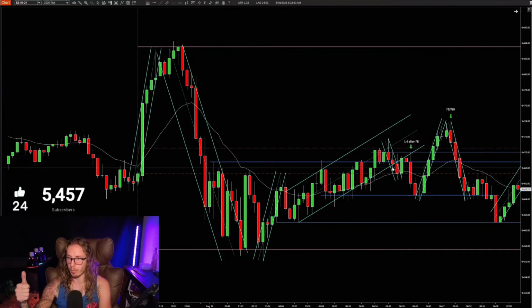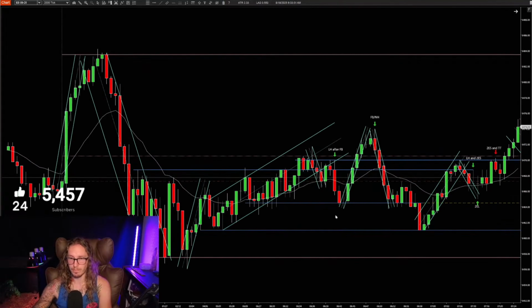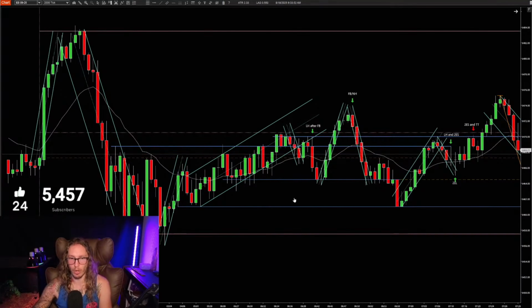So a range day, I'm looking for triple tests. I'm looking for failed breakouts. I'm looking for trades at the extremes. And then I'm also going to look at trades within trends that are within the range and also trades after the short-term trends have played out. So hopefully that makes sense. And that's what I'm looking at. And that's what all these are.